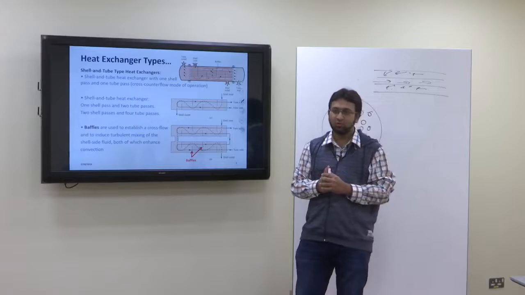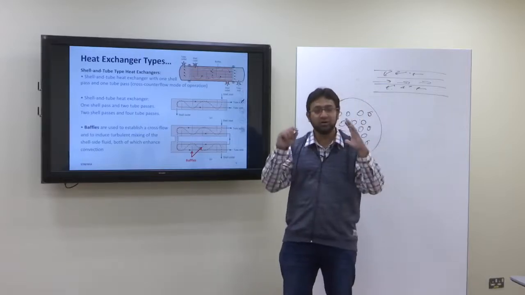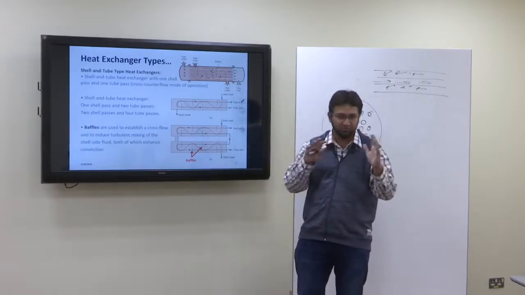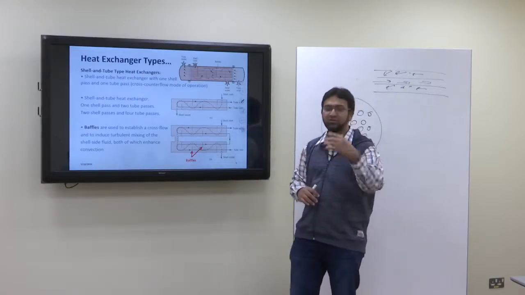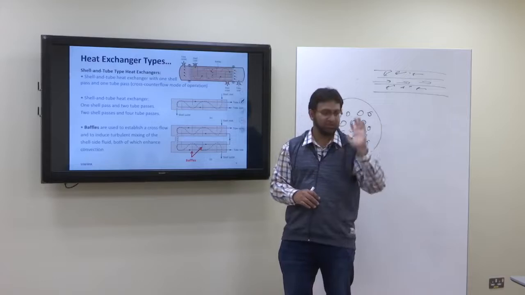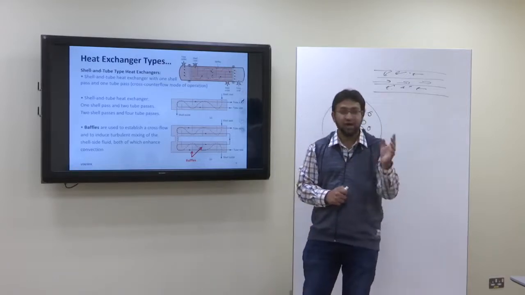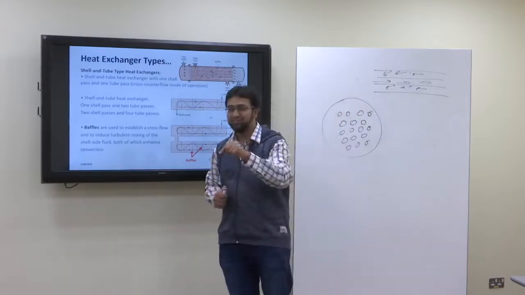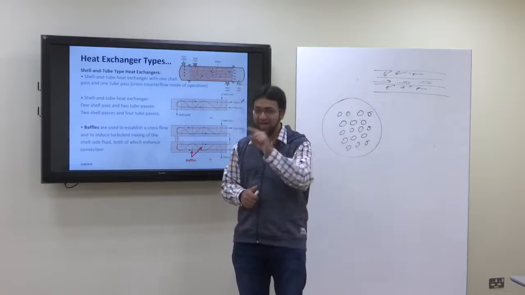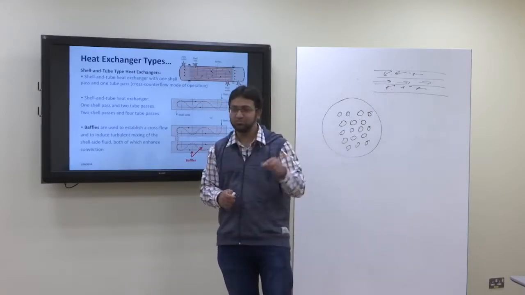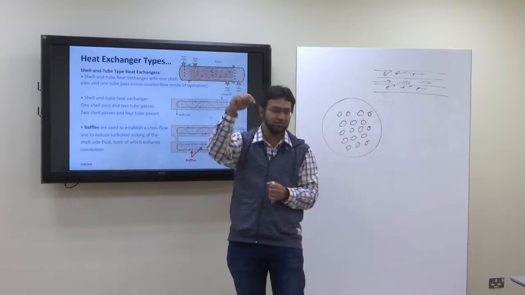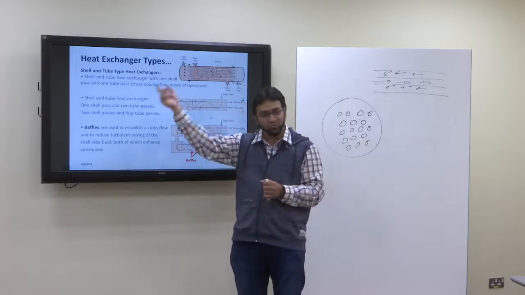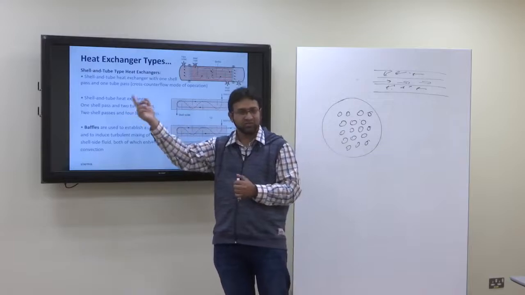Suppose you have two fluids and none of them is gas, both are liquids. So for the liquids, shell and tube heat exchanger works perfectly fine. If you have gases, then because gas has low coefficient of heat transfer, you need to extend the area. That's why you need fins. So we use fin, cross flow, these type of heat exchangers.